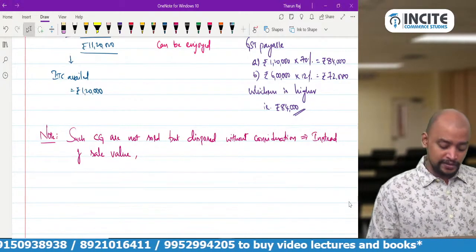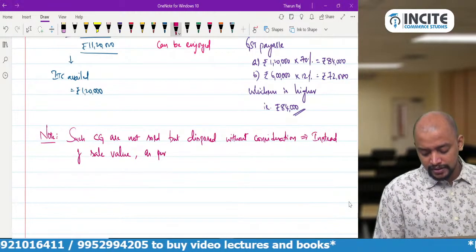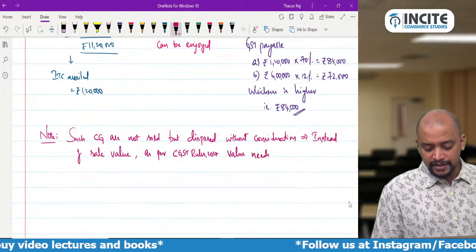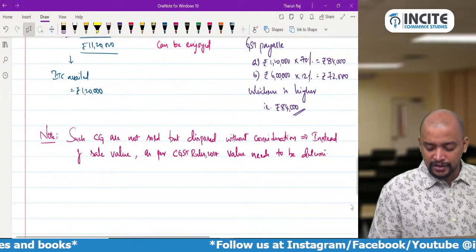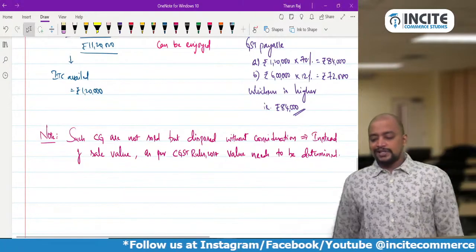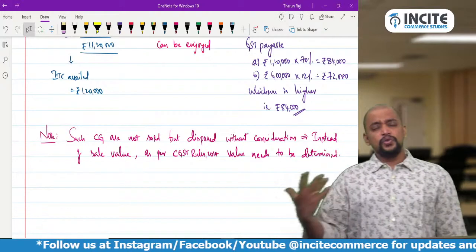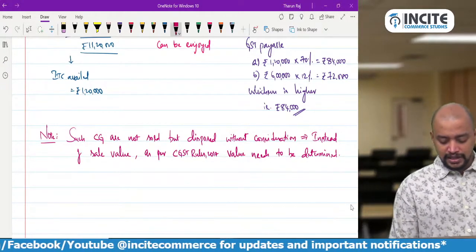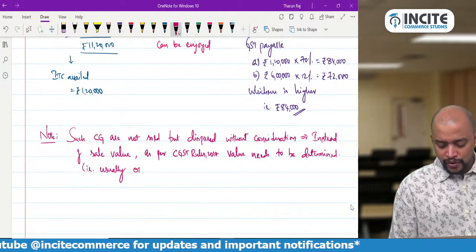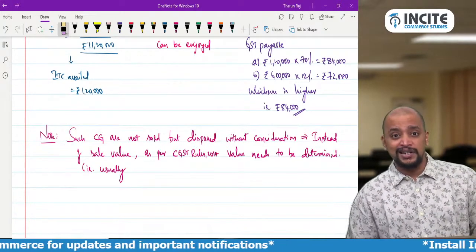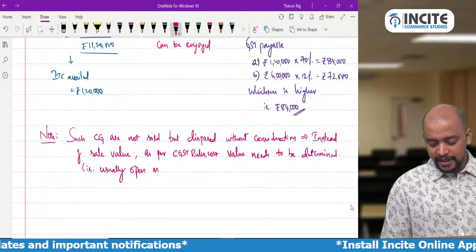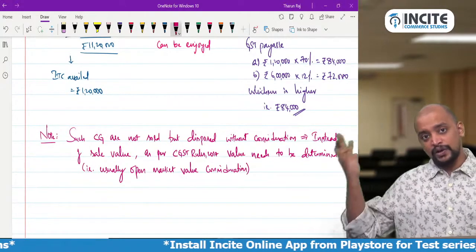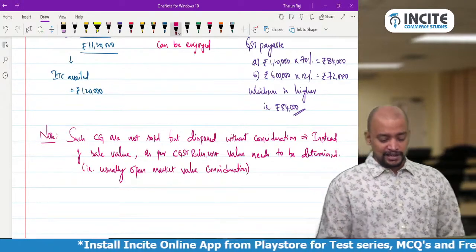As per CGST Rules 2017, value needs to be determined. So we need to determine that value here. Usually we take open market value, OMV, just like your fair market value concept in income tax. So open market value is considered. We will be learning in detail in valuation, but I'm just telling you, usually open market value will be taken. Okay, so everything will be the same.